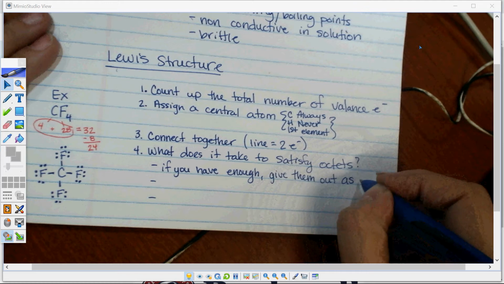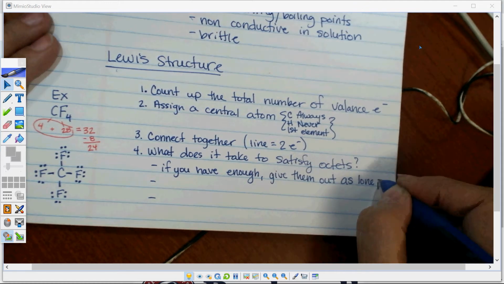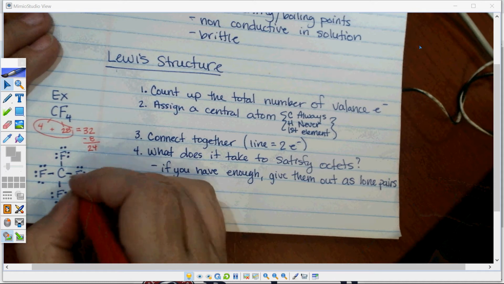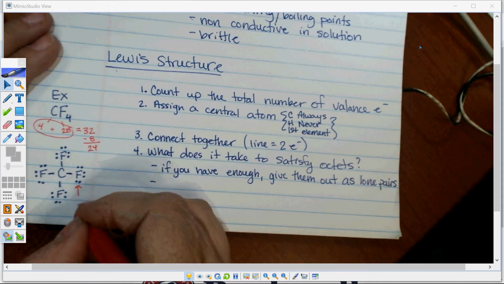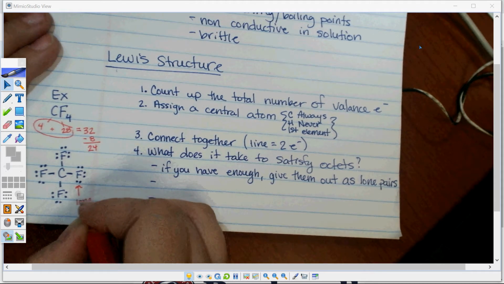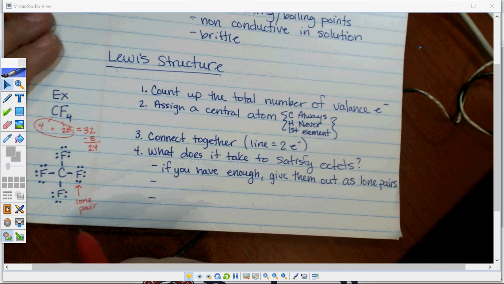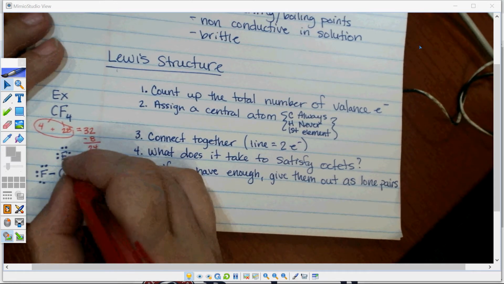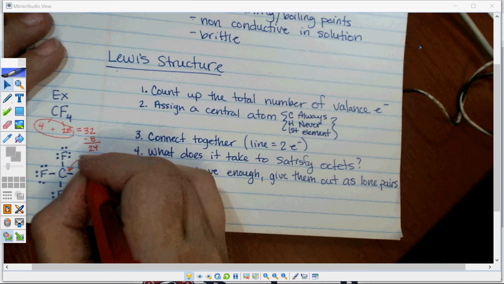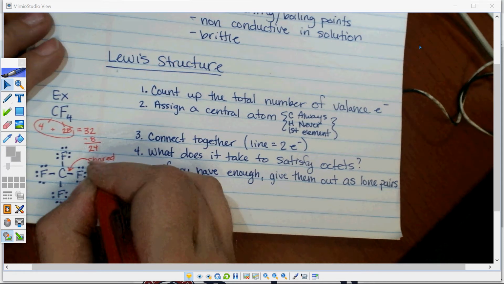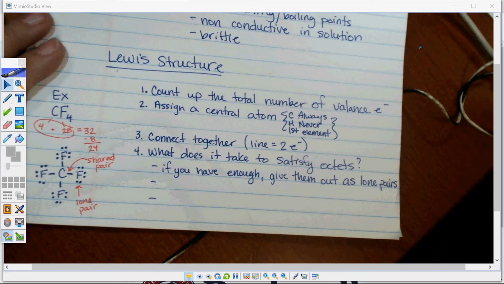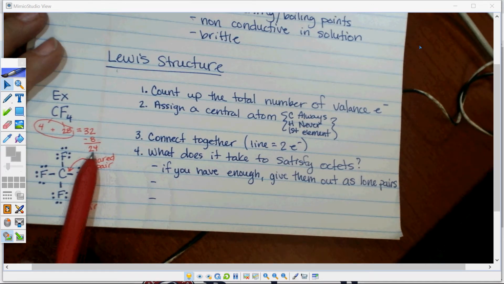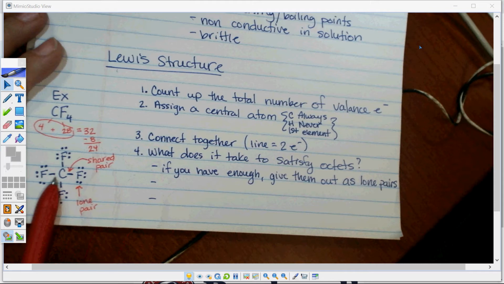And we call those lone pairs. So we give them out as lone pairs. So these electrons are what we would call a lone pair, because it belongs strictly to the fluorine. It is not having to share those electrons. These electrons that are being shared is what we would call a shared pair. Okay, so if we have enough electrons, you just give them out as lone pairs.